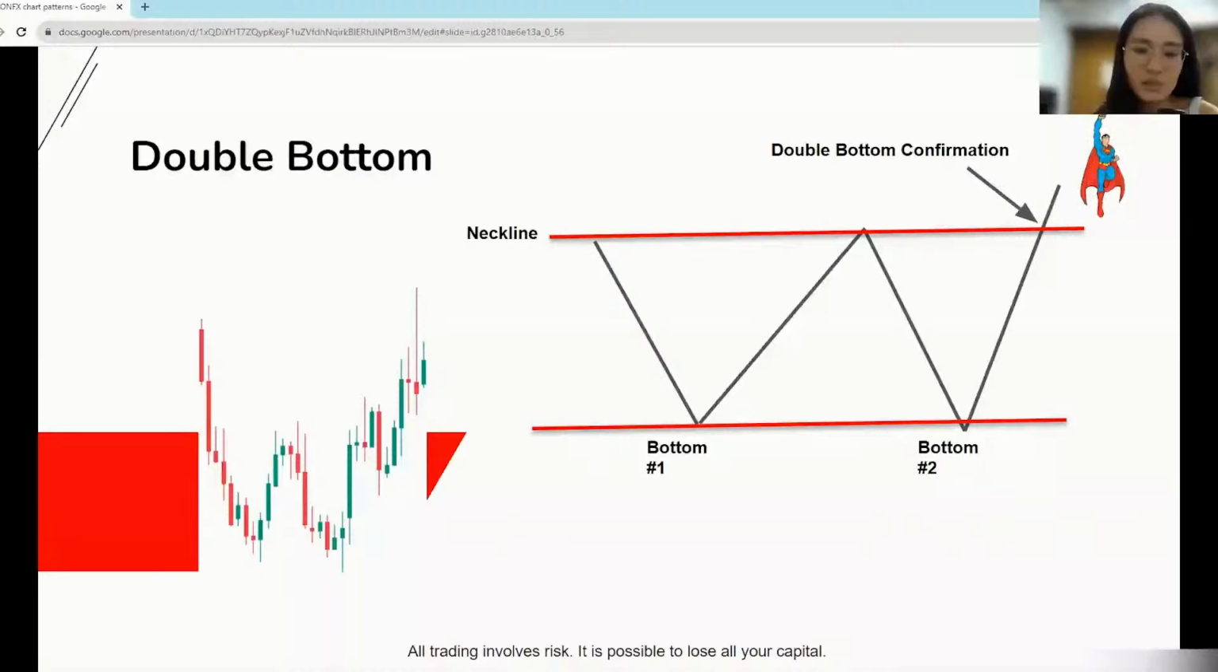So double bottoms appear in a downtrend and reverse it to the upside as price breaks through the resistance line.